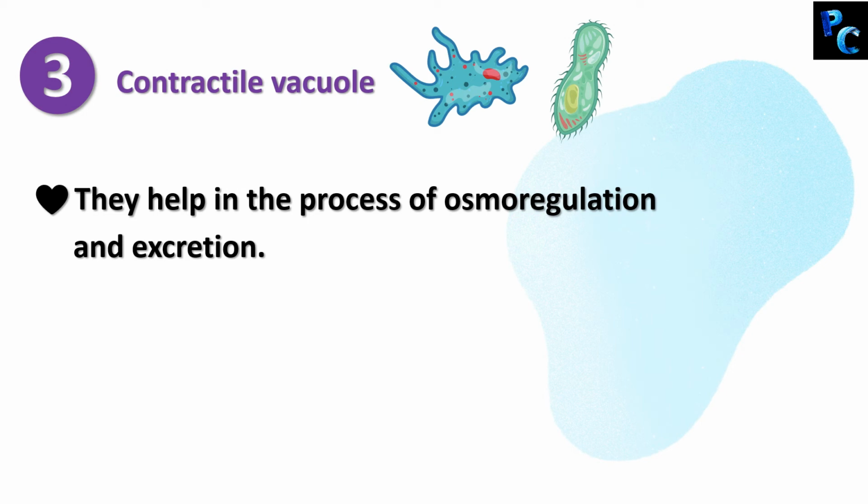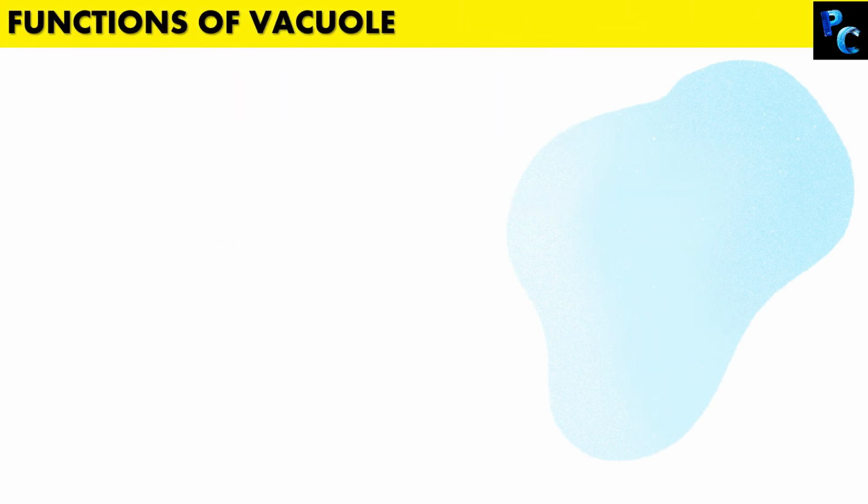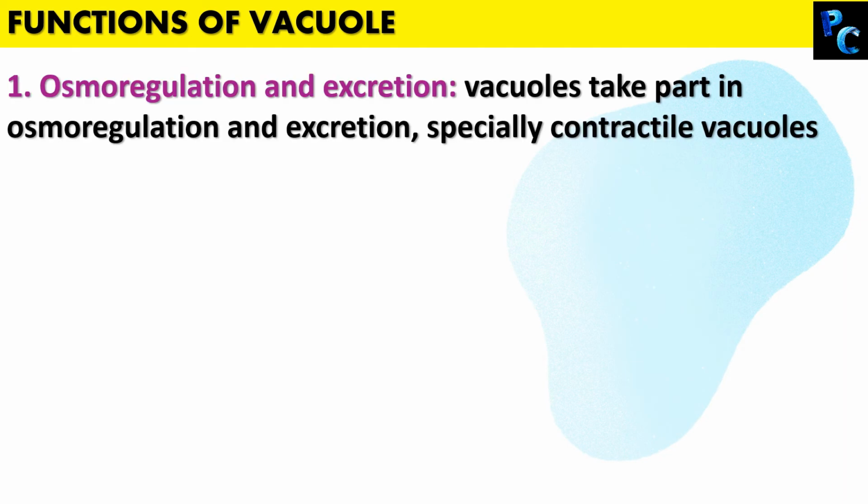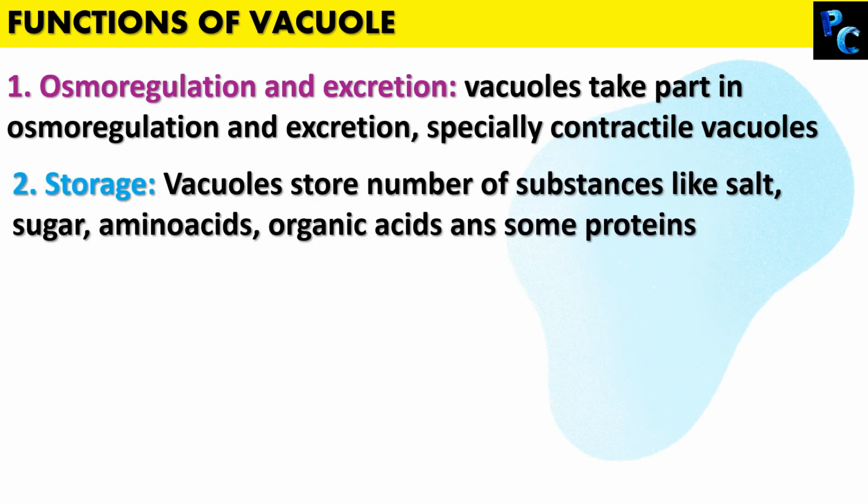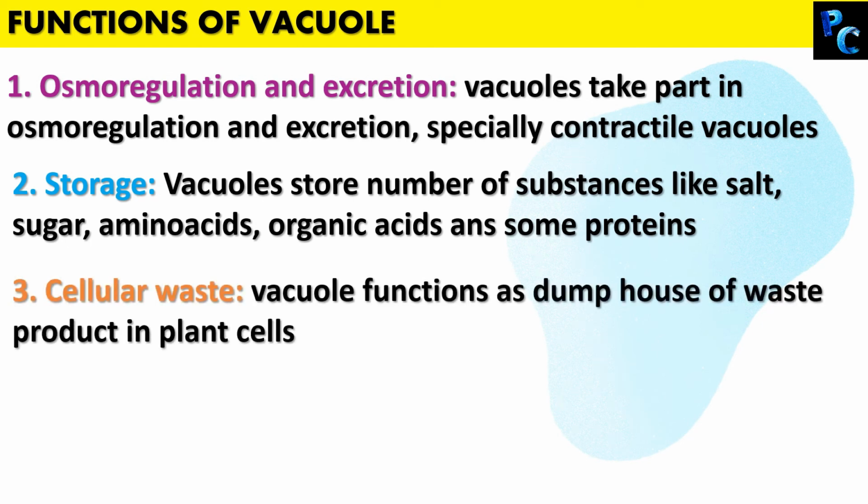So students, now you know everything about vacuole. Let's now see the functions of vacuole. Osmoregulation and excretion. Vacuoles take part in osmoregulation and excretion, especially the contractile vacuoles. Storage. Vacuoles store a number of substances like salt, sugar, amino acids, organic acids, and some proteins. Cellular waste. Vacuole functions as a dump house of waste products in plants.